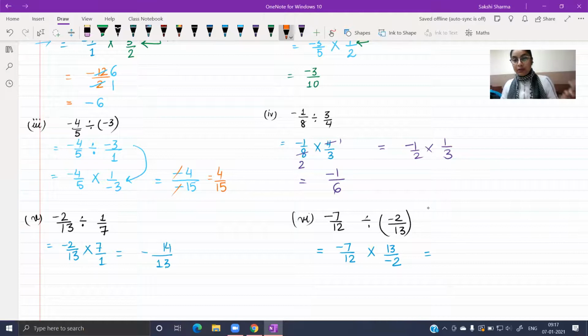If you prefer cancelling now, you can do that and then find the product. I'm going to find out the product and then do the cutting. From the numerator, I obtain minus 91. 13 sevens are 91. Then 12 twos are 24 with a minus sign. Now I can cancel the minus with the minus. And my answer will be 91 over 24.